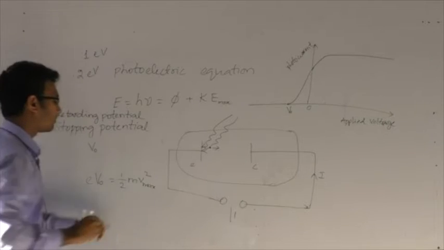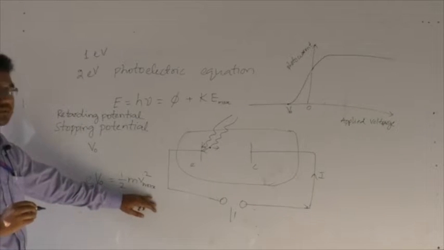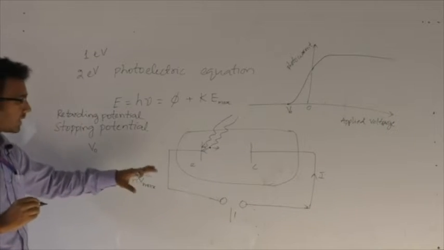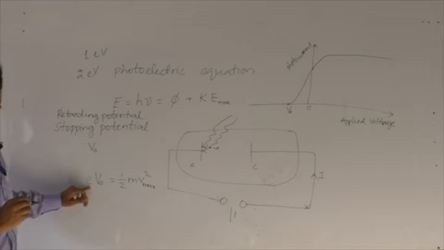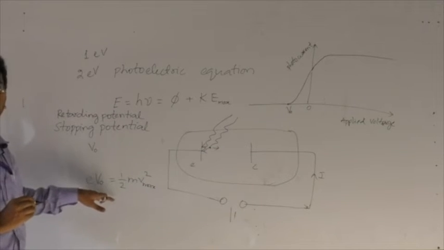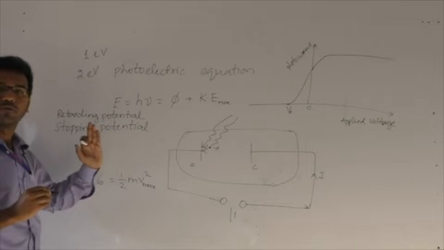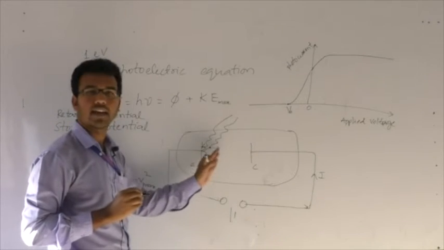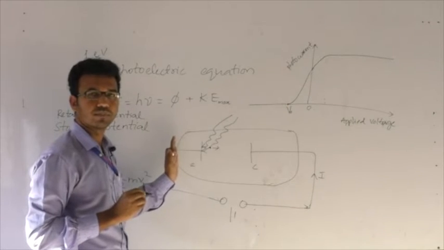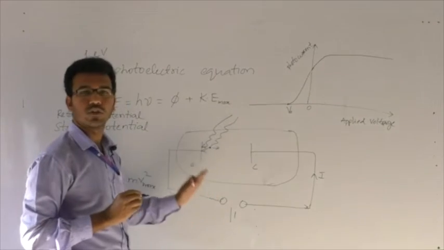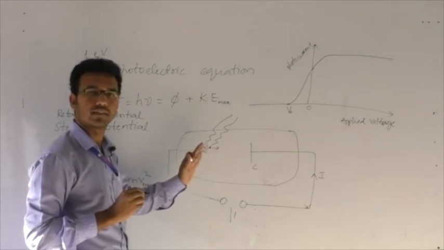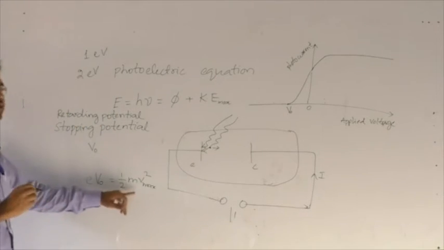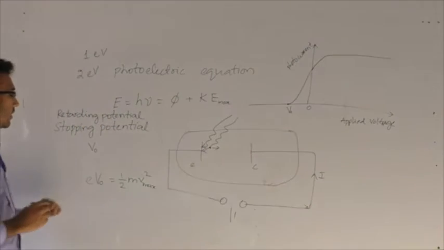This is the kinetic energy possessed by the electron, half m v square, and this energy is equal to eV0. Only when these two balance are we making sure that the electrons will not reach the other end and the current in the circuit will be zero. We guarantee that the current in the circuit will be zero when eV0 equals half m v max square.